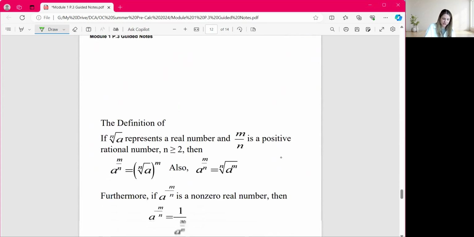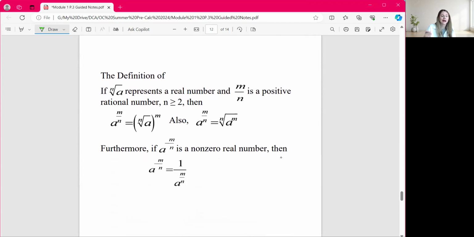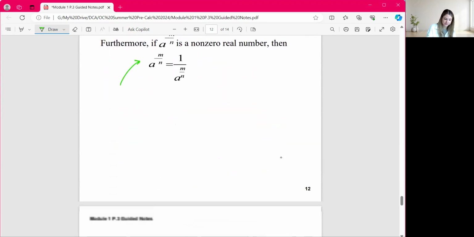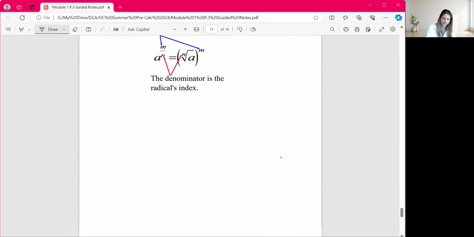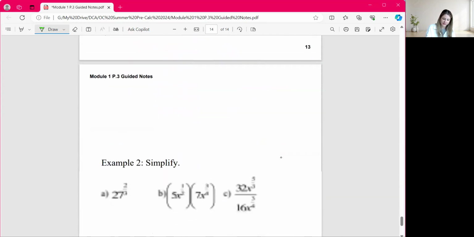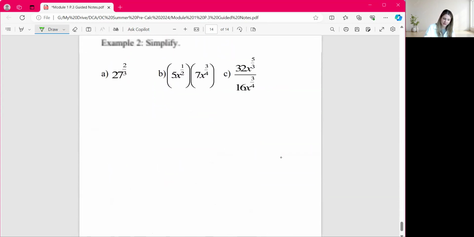This next page now just happens to show us if that exponent, the numerator, is not a 1. So here, if it's not a 1, if it's a variable, m, any number, it becomes the exponent. Okay, we can still handle it if that exponent is negative. Let's check out, here's a good visual. The numerator becomes the exponent, the denominator becomes the index.